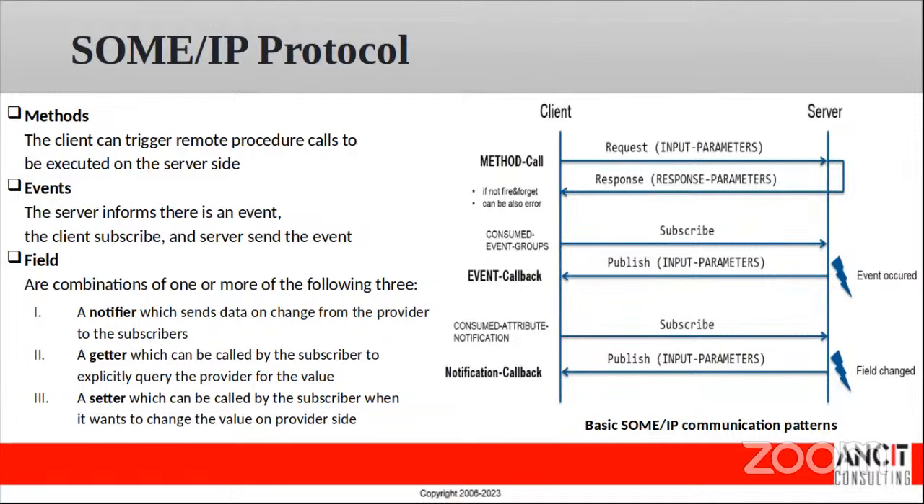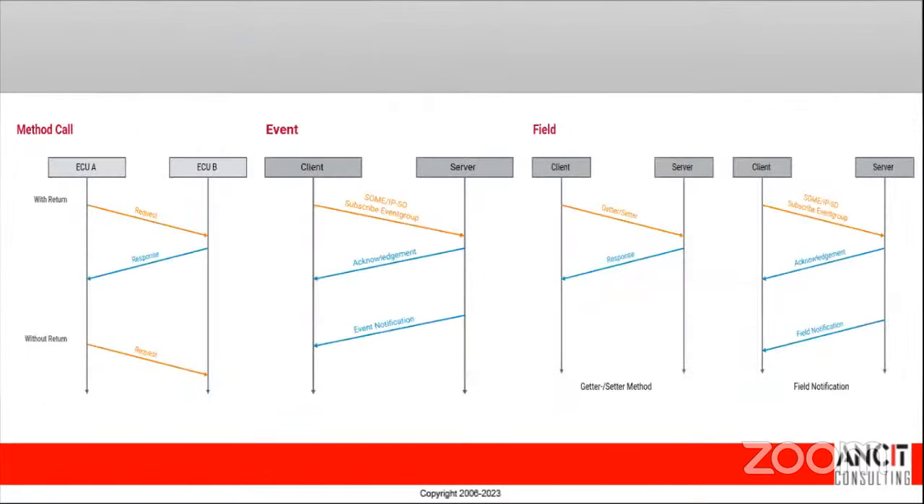Fields, we can say, combine both methods and events. As we can see here, in methods, with return or without return, it happens like requesting and taking the response from the server. Here the client will subscribe to the event. After that the server will respond with the subscriber acknowledgement. After that, only when an event occurs will it notify the clients. There is no need to subscribe again.